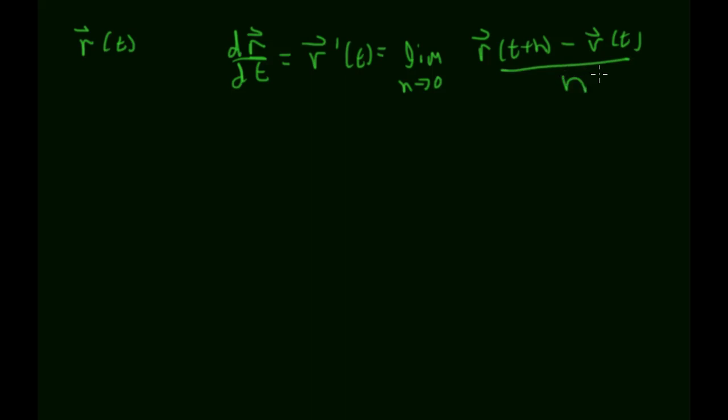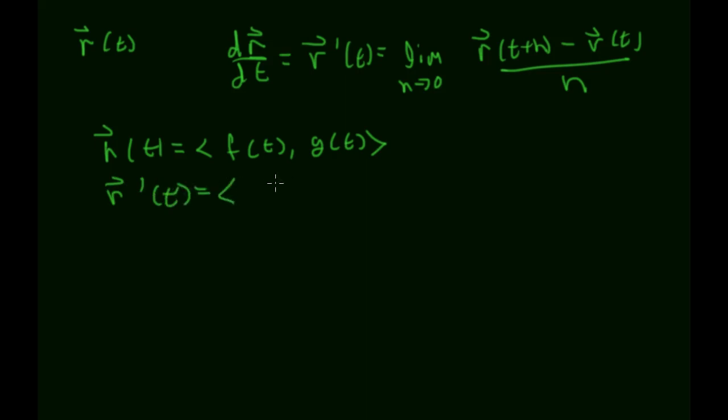The problem is that's not very computable, but recall that oftentimes we view r of t as being some f of t here and then some g of t here. So if you're going to actually compute that, r prime of t is done component-wise. So it's just going to be f prime of t, g prime of t, right? Let me give you an example. I wrote the example in vector form just to keep up with that a little bit.